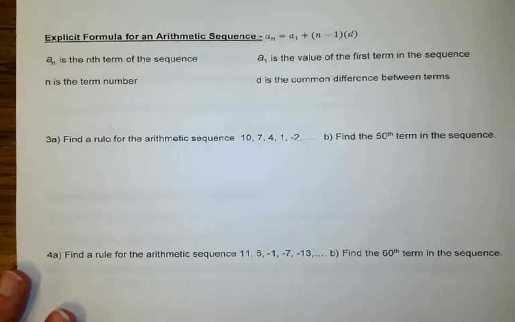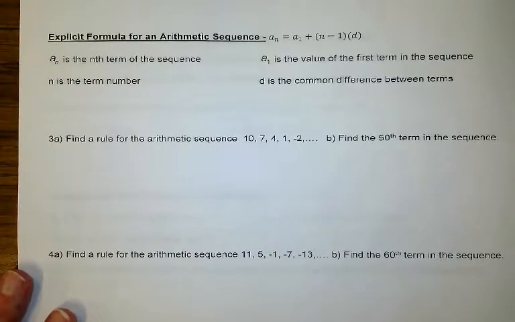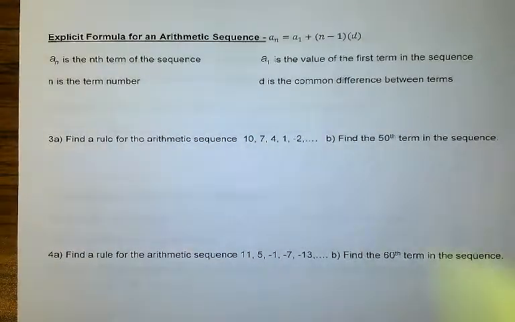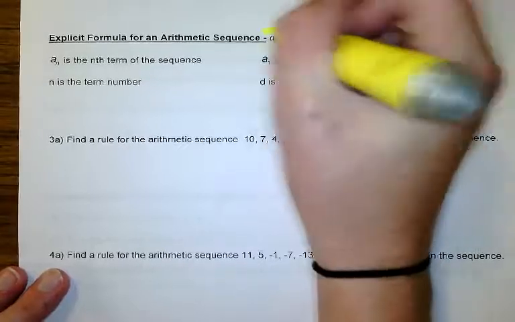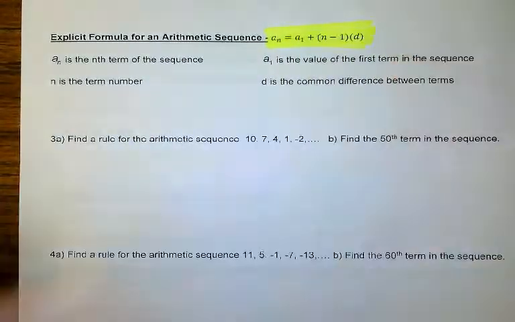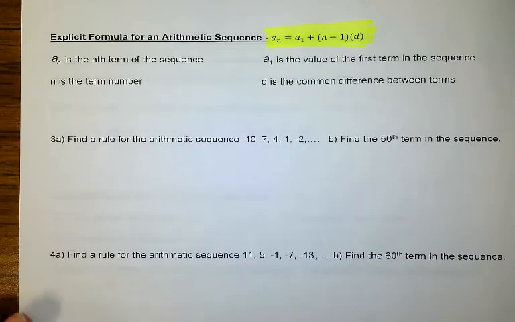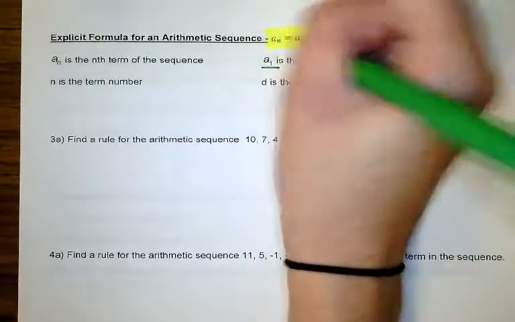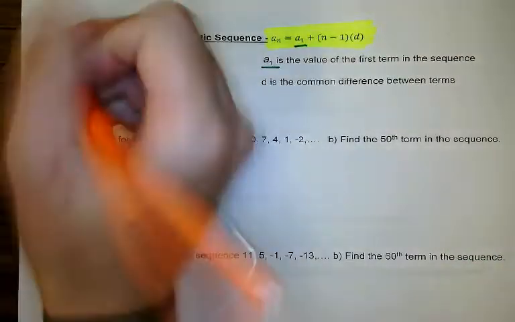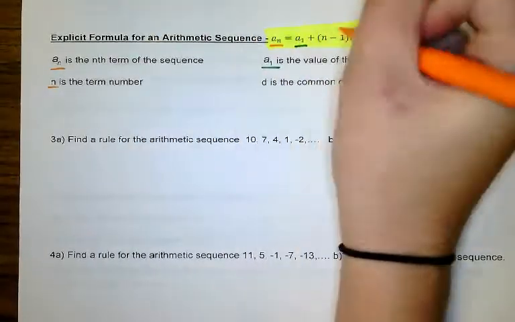This is the most common thing you're going to see, okay? And so guys, you have to remember, this is the explicit rule, okay? So this is the formula that we use to plug in, okay? And remember, a sub n is the nth term, n is the term number. A sub 1 is the value of the first term. All right. That's our term number. And d is that common difference, okay?